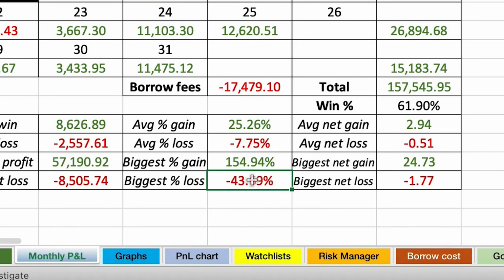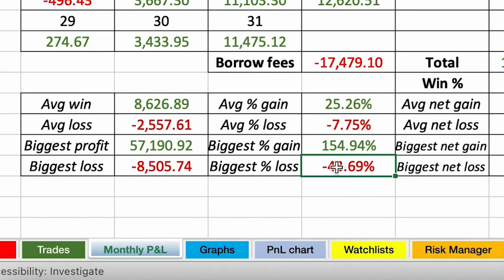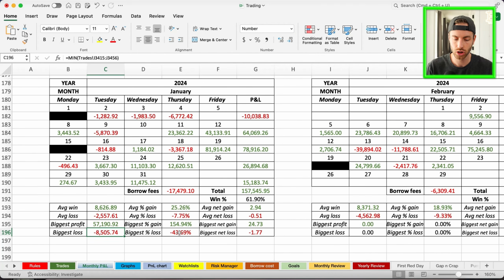I could lose, like in January last month, I lost 43% on my biggest percent loser. But guess what? That was a trade where I had an extremely small size and a very wide stop. So does that mean my biggest percent loss was also equal to my biggest dollar loss? No, right? It's going to be different trades. It's going to be different management, whether my trade plan is different or not. So I don't put too much weight on this.